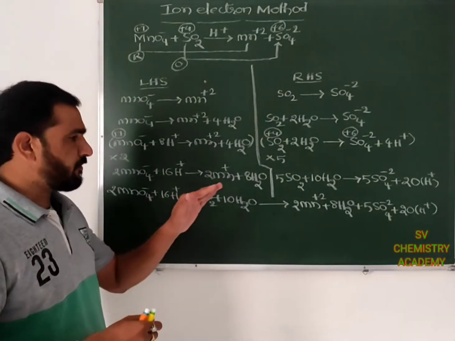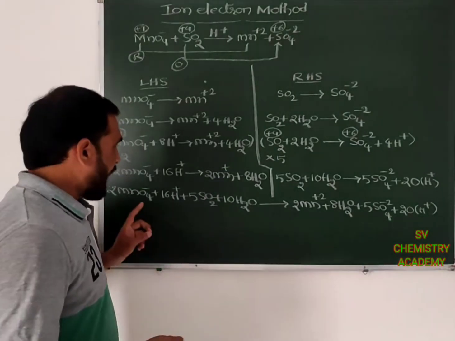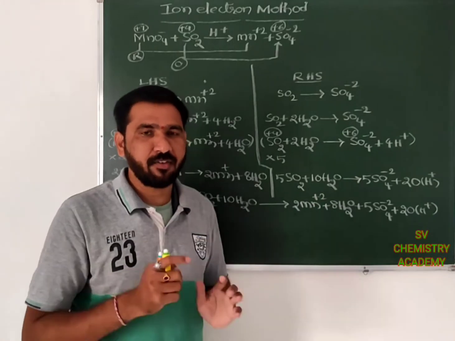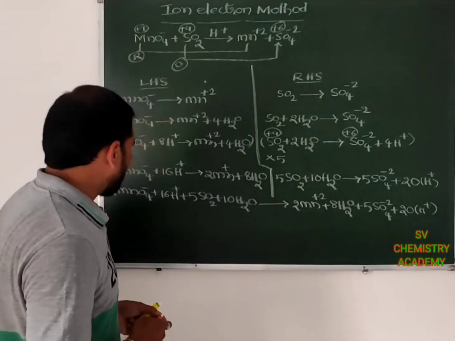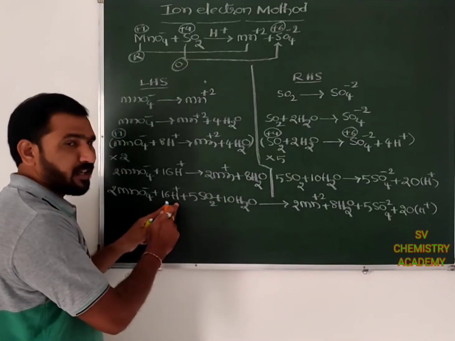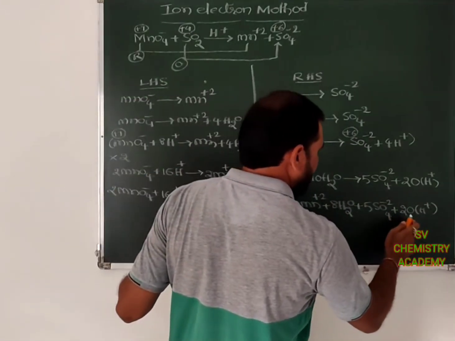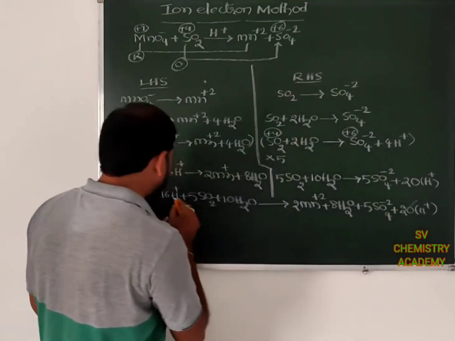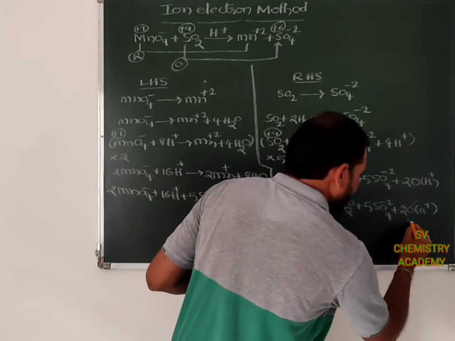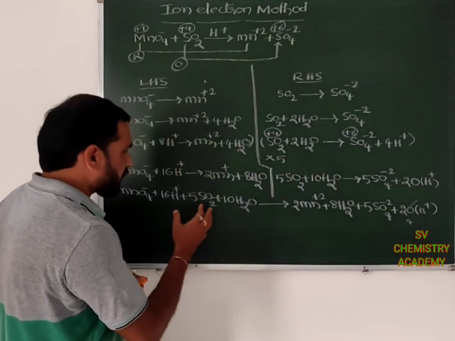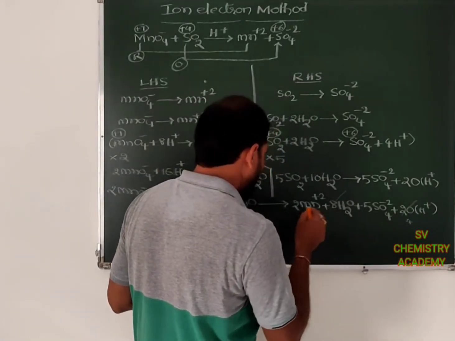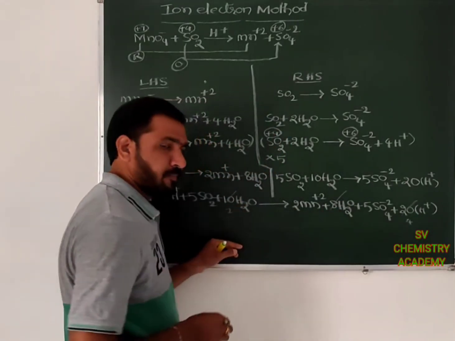Is it clear? After that, identical parts left and right we need to cancel first. Here on the left side 16 H plus ions, on the right side 20 H plus ions are there. After cancellation, the remaining 4 H plus ions are there, right? Then on the left side water molecules 10 H2O, on the right side how many H2O are there? 8 cancel, then here 2 are there.